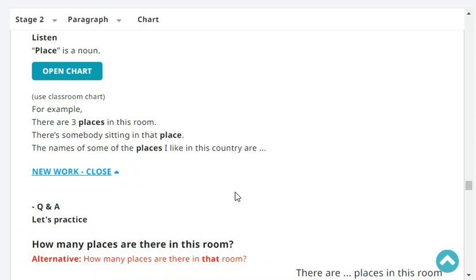For example, place is a noun. There are three places in this room. One, two, three. Place to sit. There's somebody sitting in that place. Nobody is sitting in that place. Another example of place is the names of some of the places I like in Japan are Kyoto, Hokkaido, etc.